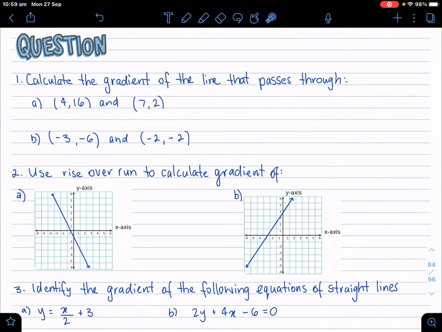I have a few questions here for you to do. Pause the video, try them yourself. If you get stuck, watch the video again to go back up and have a look at the steps that I've done. Make sure you write the steps down and make sure you write the formula. You should have a formula page at the back of your book where you write down all the formulas that you need so you can go back and have a look at them.